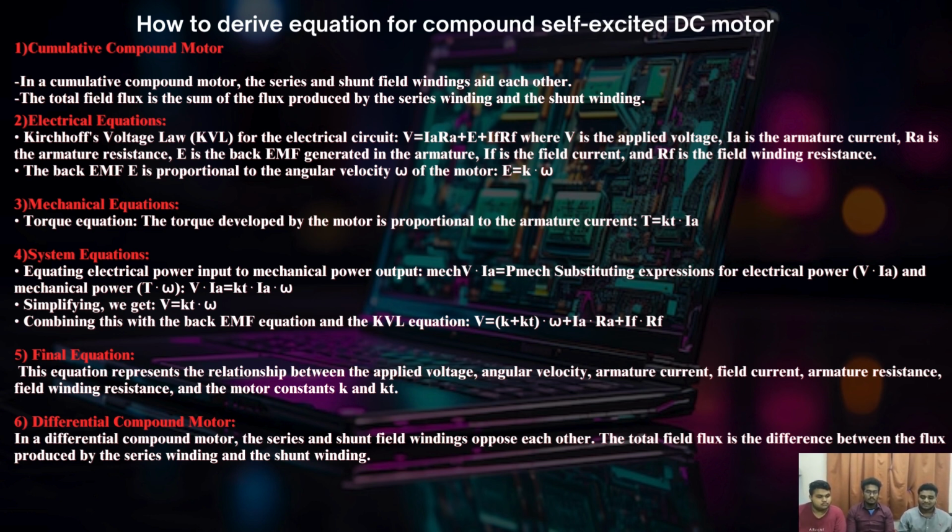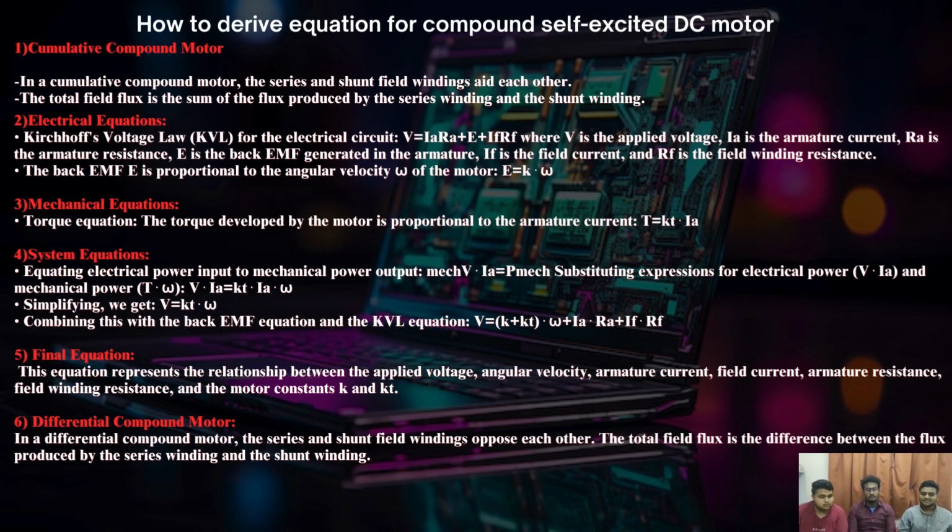And for the fourth is system equation, equating electrical power input to the mechanical power output. V times IA equals P mech, substituting expression for electrical power V times IA and mechanical power T times W: V times IA equals KT times IA times W. And for the fifth is final equation. This equation represents the relationship between the applied voltage, angular velocity, armature current, field current, armature resistance, field winding resistance, and the motor constants K and KT.